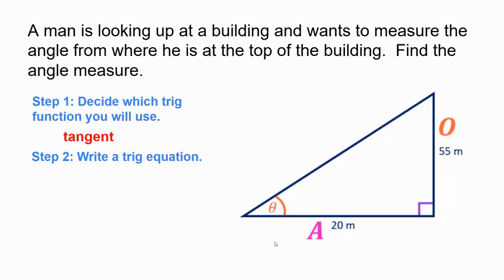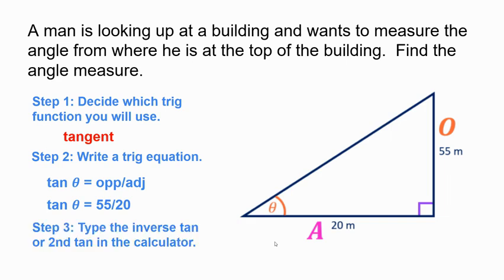So our second step then is to write a trig equation. We know that the tangent is the opposite over the adjacent. So if I'm looking at theta, the angle here, my opposite side is that 55. My adjacent side is the 20. So we can write the trig equation, tangent of theta equals 55 over 20.